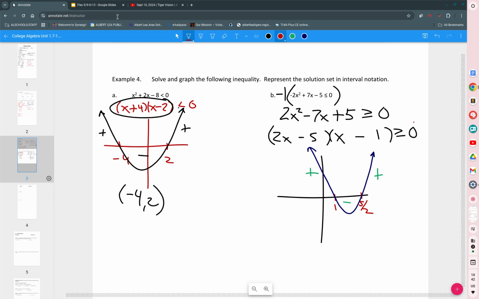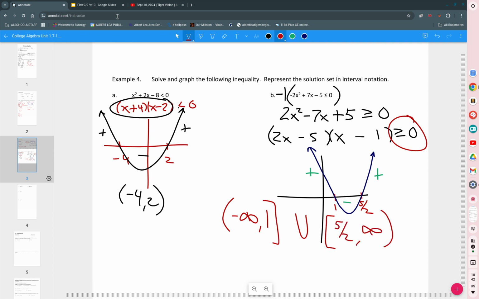Positive is correct. You are looking for where it's greater than or equal to 0. And that happens from negative infinity to 1, because we have an equal sign, we have a bracket, union, 5 halves to infinity. Yep.